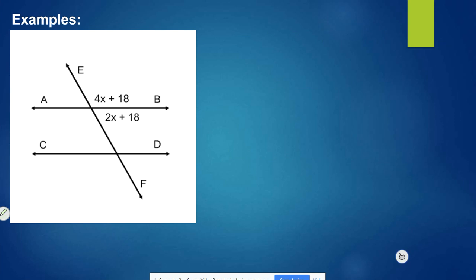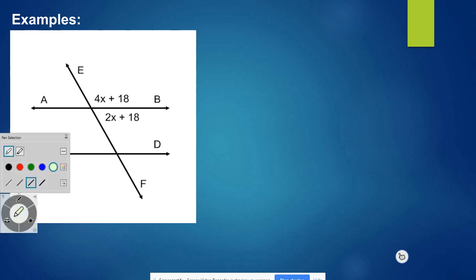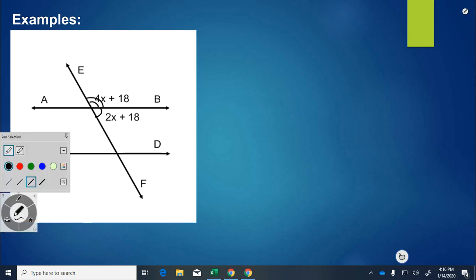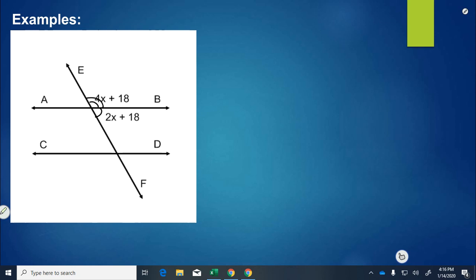All right, so here's our first example. Notice that those two angles are right next to each other. One is acute and one is obtuse. So they're definitely not congruent to each other. But that is our hint that they have to be supplementary, because whenever we have parallel lines cut by a transversal, the options are either supplementary or congruent. It has to be one or the other. So these are supplementary. So we're going to add them and set them equal to 180.